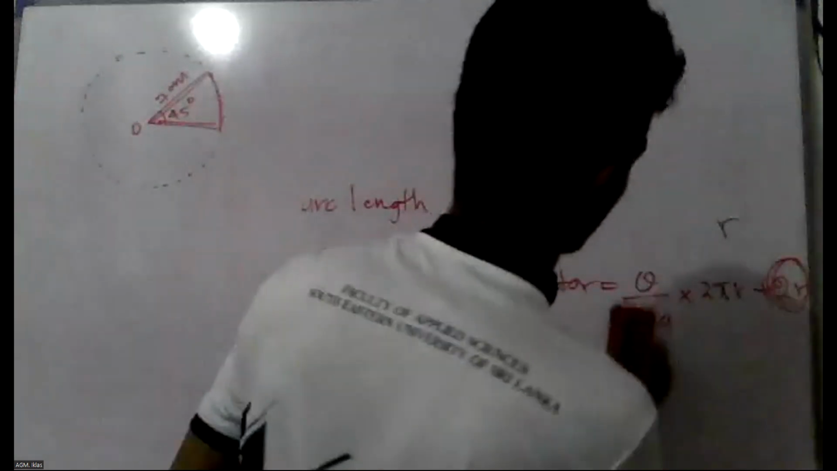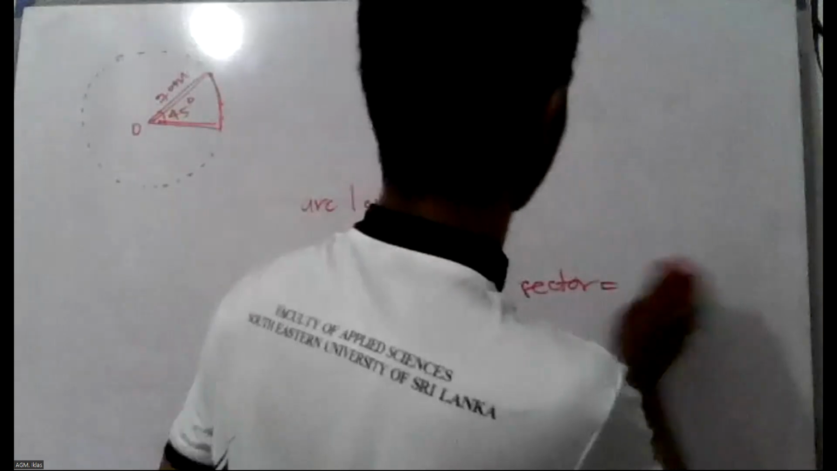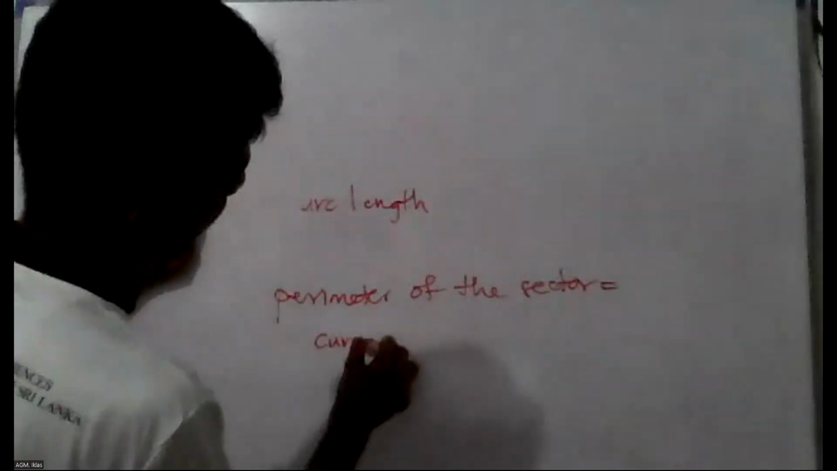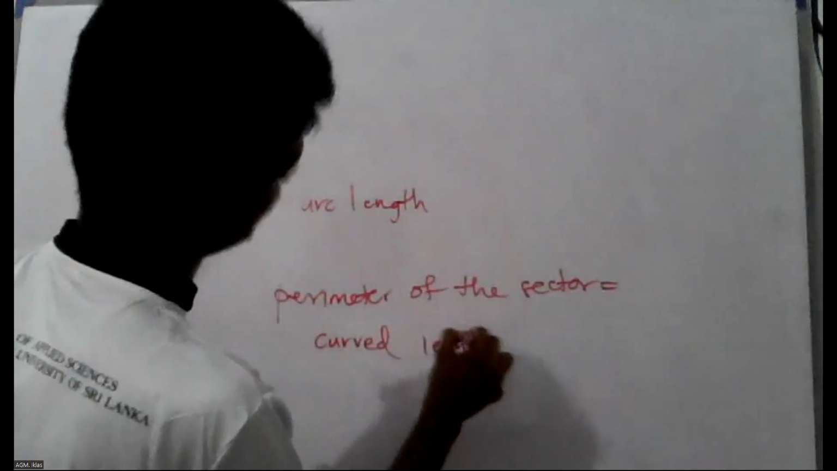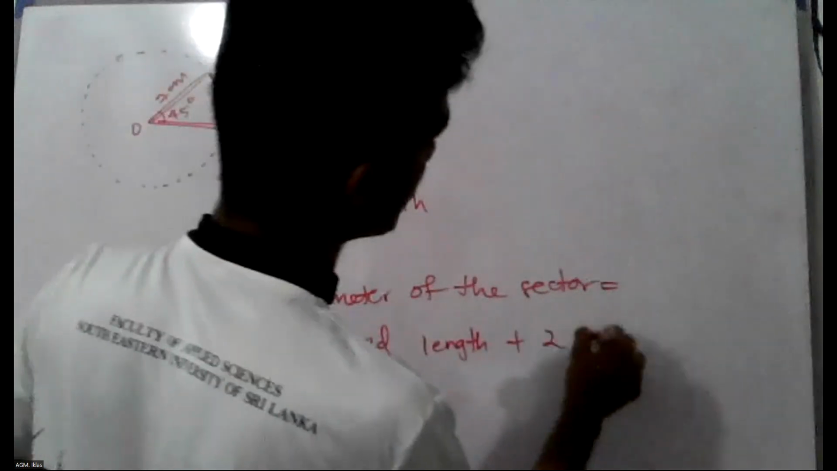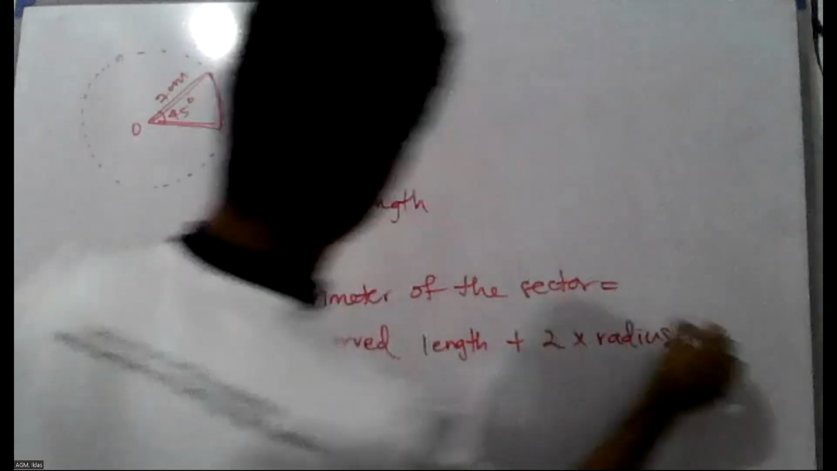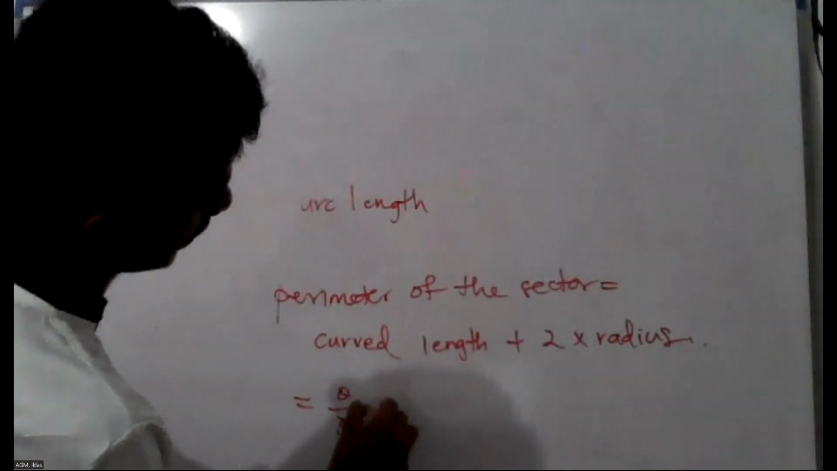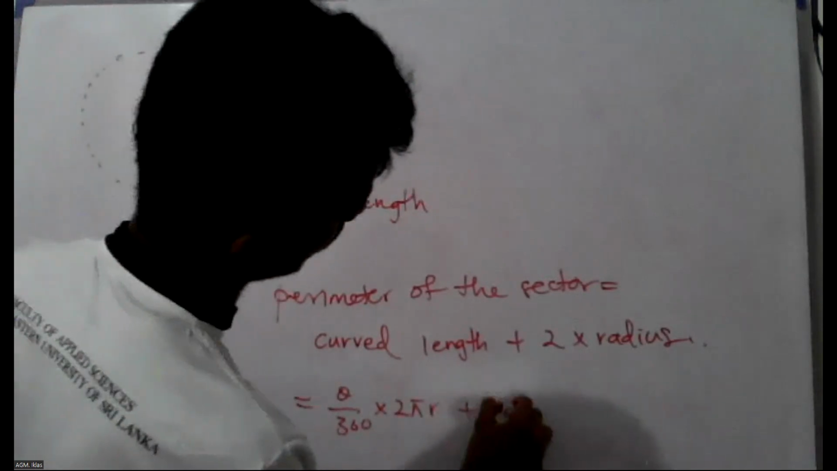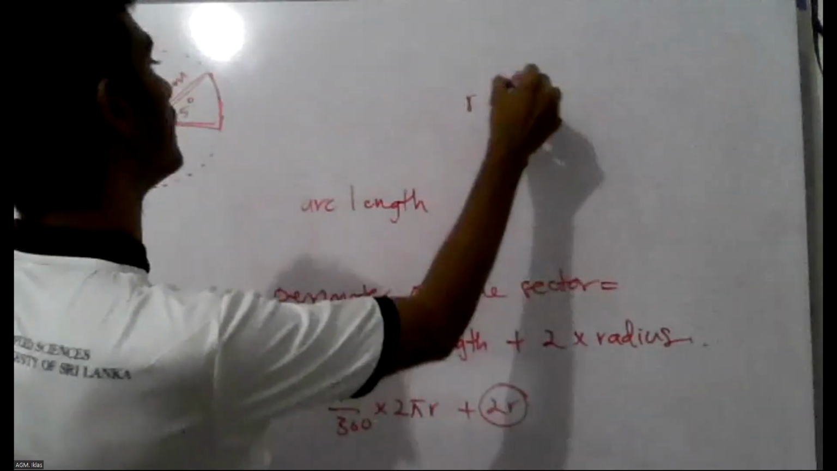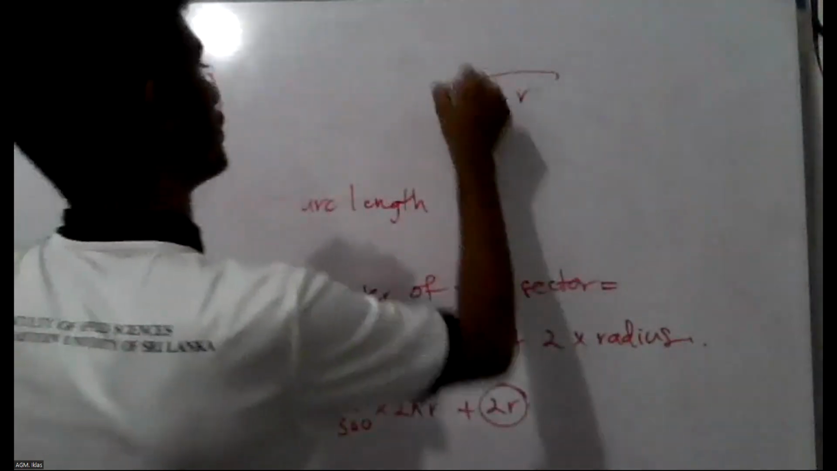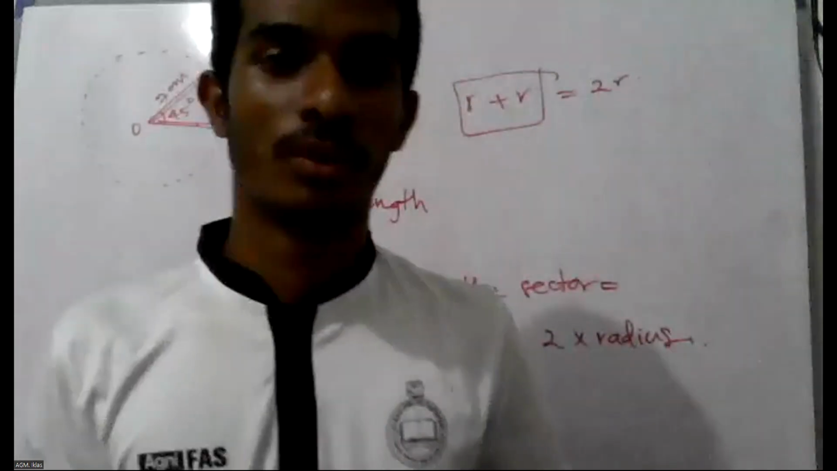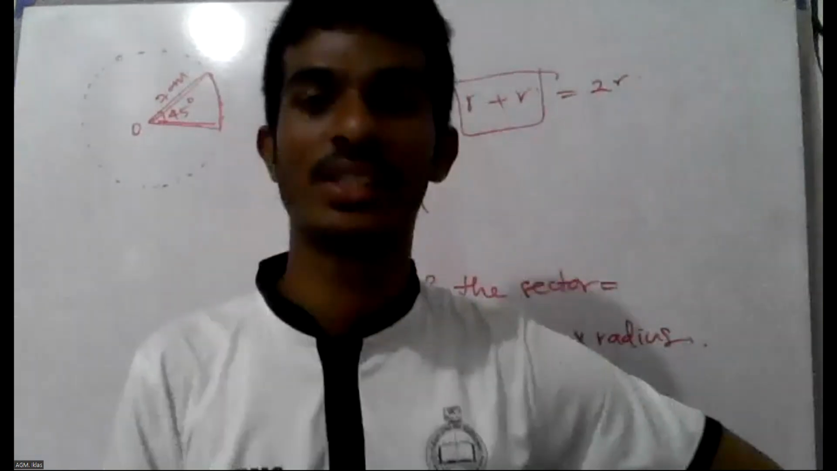Let me erase this. Perimeter of the sector is equal to the curved length, that means this length, plus 2 times radius. That is why I wrote theta by 360 into 2 pi r plus 2r. 2r means r plus r. I am adding this r and this r. So r plus r is equal to 2r. Okay. Right. So the first question says, what fraction of the circumference?